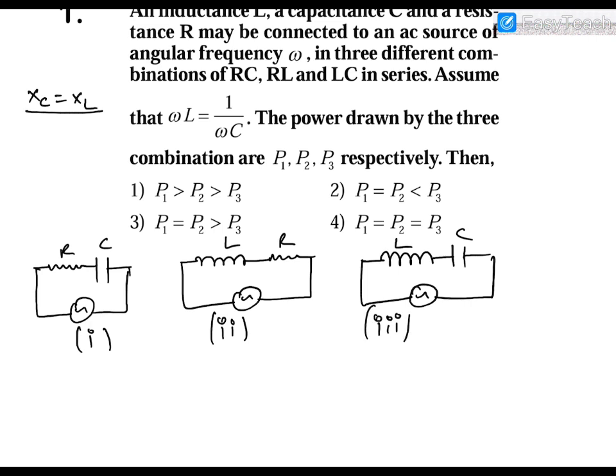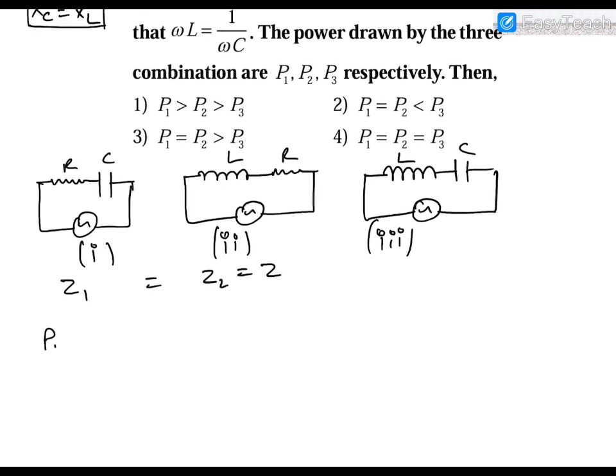We can say that if XC and XL are equal, therefore Z1 and Z2 will be equal. And let's suppose that they are Z. So the average power loss in the first one is VRMS IRMS. IRMS can be written as VRMS by Z. And cos phi in the first one is XC by Z.